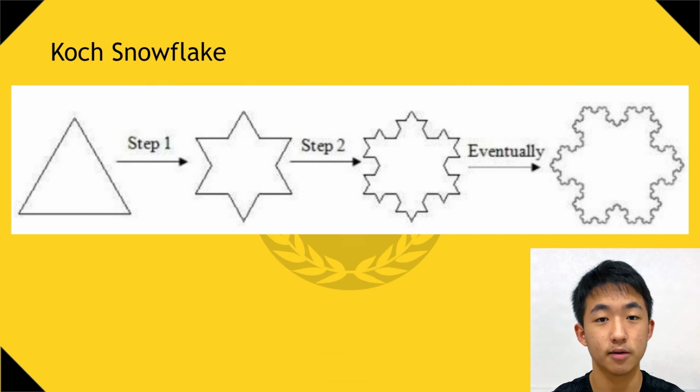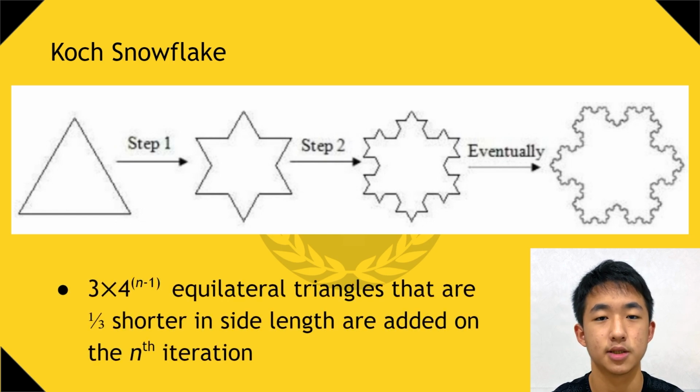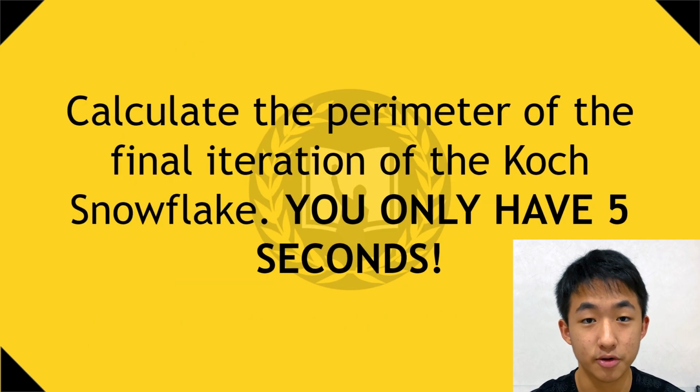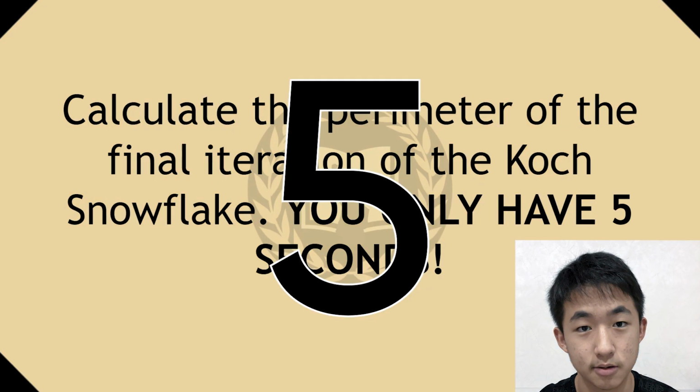As many of you have probably already noticed, the pattern of the Koch snowflake is that 3 times 4 to the n-1 equilateral triangles that are 1/3 shorter in side length are added to the Koch snowflake on the nth iteration. Alright, now let's move on to our first question. Calculate the perimeter of the final iteration of the Koch snowflake. You only have 5 seconds and time starts now.